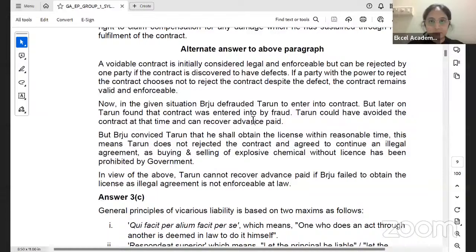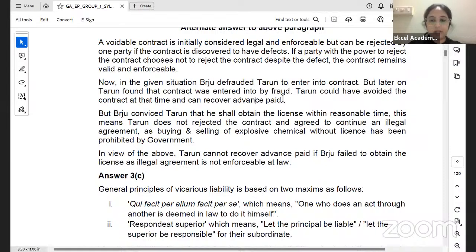he has no license, Briju has no license, but Briju convinced him, and Tarun says, okay, he's continuing. So where is fraud? You can answer like that also. Now in the given situation, Briju defrauded Tarun to enter into the contract. But later on, when Tarun found that it had happened by fraud, Tarun could have avoided it. At that time only, you could have told, no, I don't want to continue the contract with you. But he did not do it.